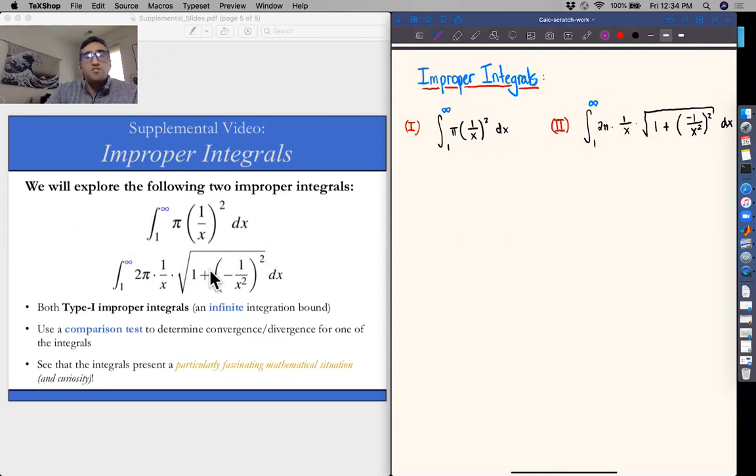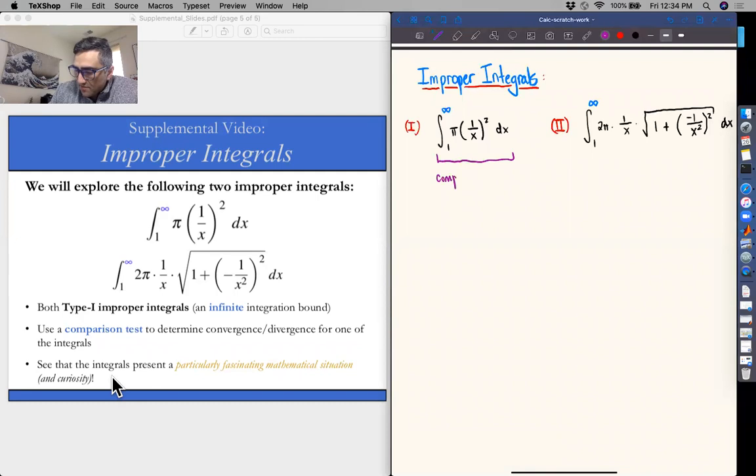So in particular, what this video is going to entail is this first integral, we're going to determine whether it converges or diverges by simply computing it out exactly. This second integral, we're going to determine whether it converges or diverges using a comparison test idea. And the last bit I want to mention is both of these integrals, as we'll talk about at the end of this video, actually present a particularly fascinating idea that can happen with geometry. So without further ado, let's dig into it.